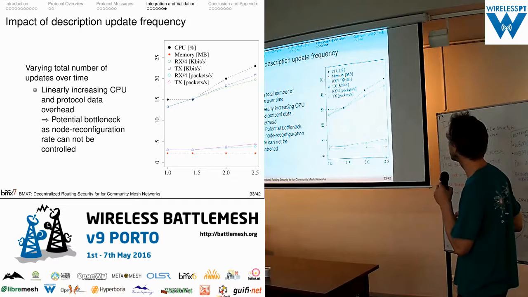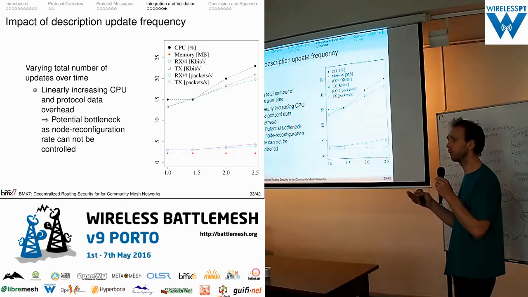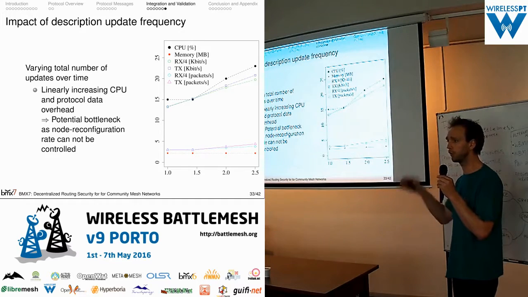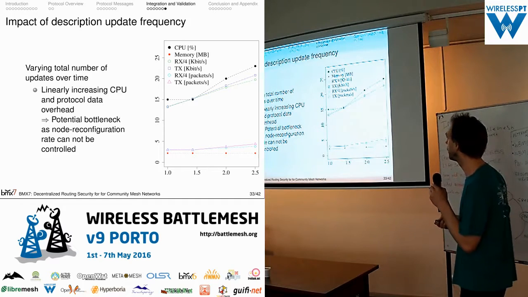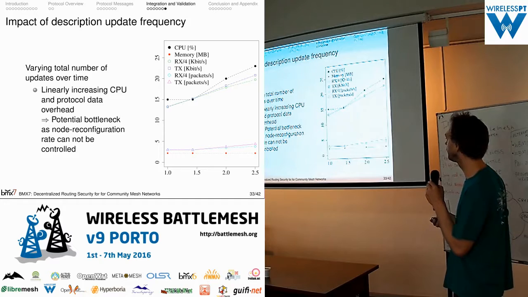But currently it could be an easy attack if you launch nodes which are just frequently updating their description, or you just create a massive amount of dummy nodes that you throw away afterwards just to stress others. This can be a problem that is a bit part of my future work.